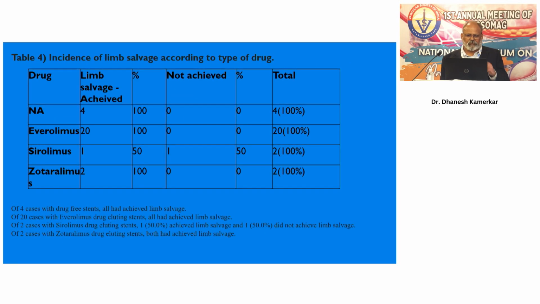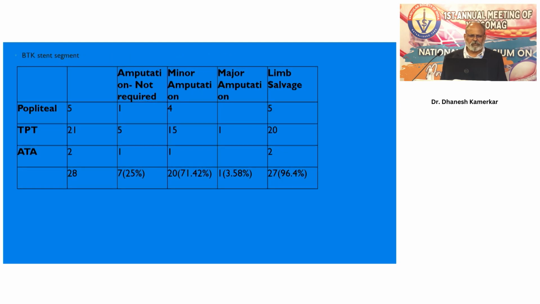When we look at the incidence of limb salvage as per the type of drug which was used, those who did not have drugs, all 4, we could salvage the limbs. Everolimus, 20 patients were used, and all 100% had limb salvage. Sirolimus, 50%, because there were only 2 patients we used that, and zotarolimus, 2 patients, all were salvaged.